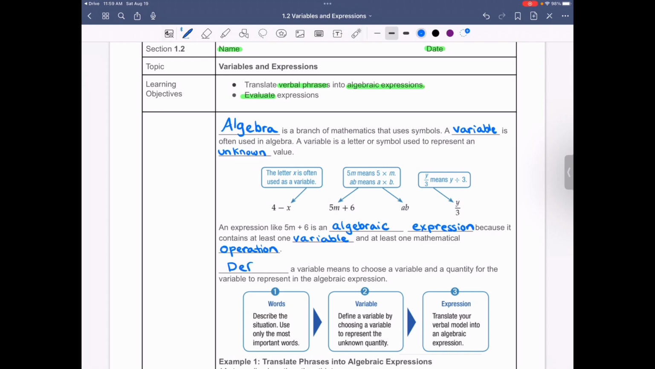Define a variable means to choose a variable and a quantity for the variable to represent in the algebraic expression. For example, we have words that describe a situation and you're only supposed to use the most important words. We have a variable, so you'll define a variable by choosing a variable to represent the unknown quantity. And you'll turn it into an expression, so translate your verbal model into an algebraic expression. And that's what we will be doing today.